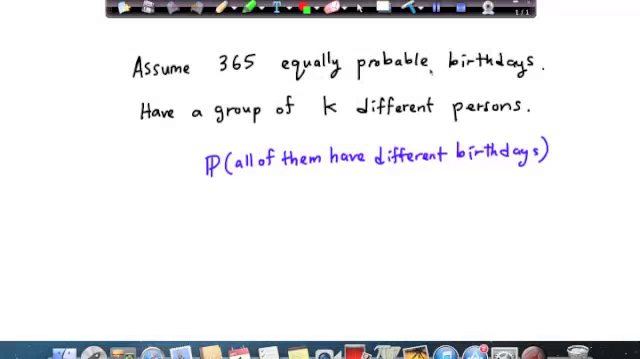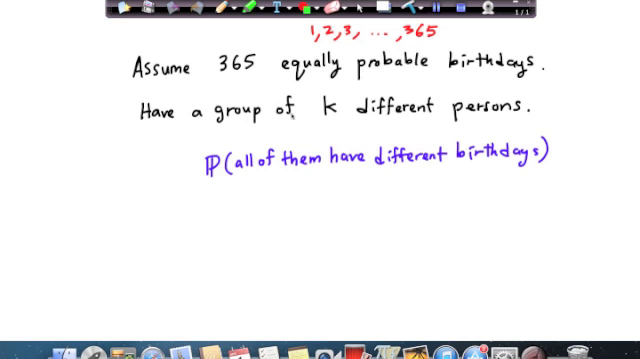In this question, we assume that there are 365 equally probable birthdays. For simplicity, we can assume that the birthdays are given by numbers 1, 2, 3, and so on, up to 365. By equally probable birthdays, we mean that given any one person, the chance of having a particular birthday is 1 over 365.